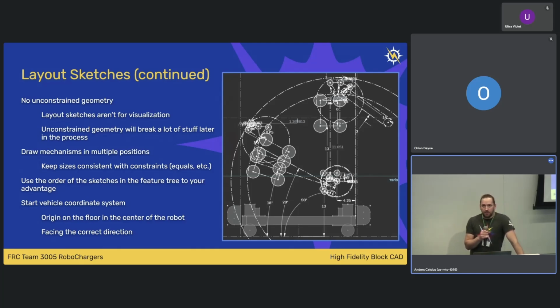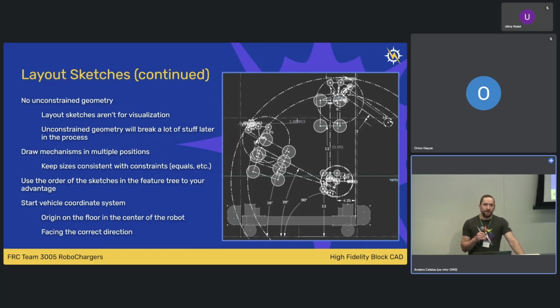The way that we do it is we are drawing the same mechanism in multiple positions, and then we're linking those things to each other using equals constraints and length dimensions and stuff like that. And that's allowing us to use constraints to figure out, okay, the launcher has to be below this height in this position, but it needs to clear this other thing down here. And we can apply all those constraints. This is a pretty normal layout sketch workflow, but I'm just calling these out here.